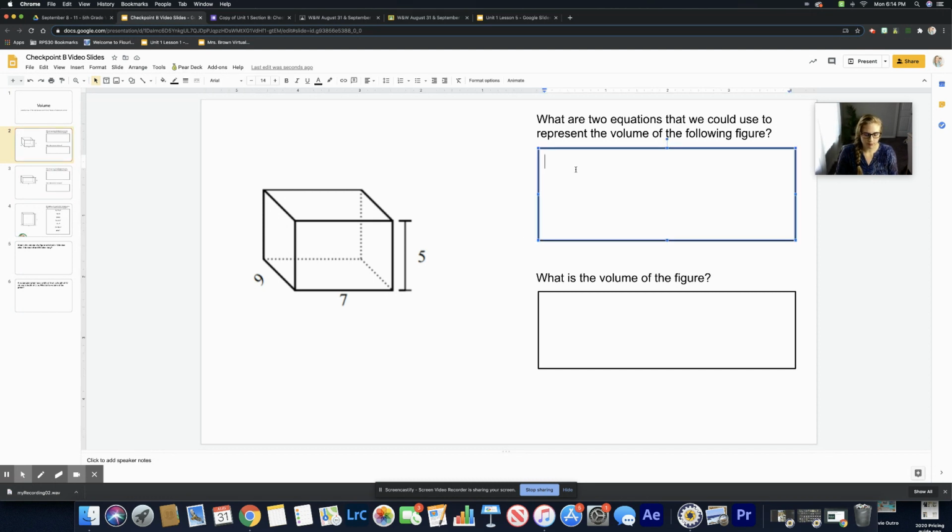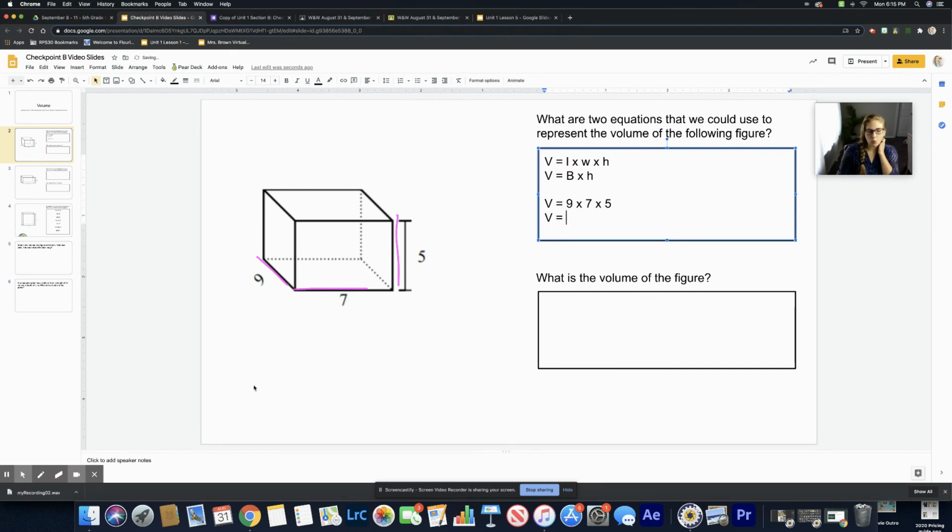So I know, based on what we've learned, volume has two equations. We have length times width times height, and we also have volume equals base times height. So using length times width times height, I am just going to plug in my numbers. So volume equals, I need a length times width times height. So I have 9 times 7 times 5. So volume equals 9 times 7 times 5, or volume equals base.